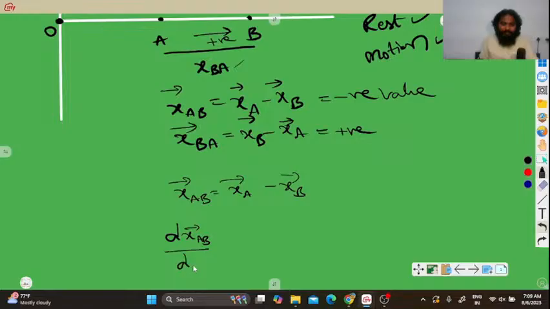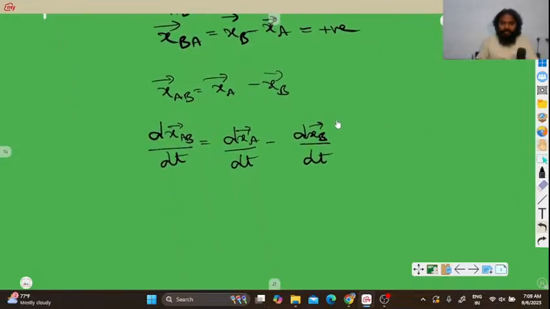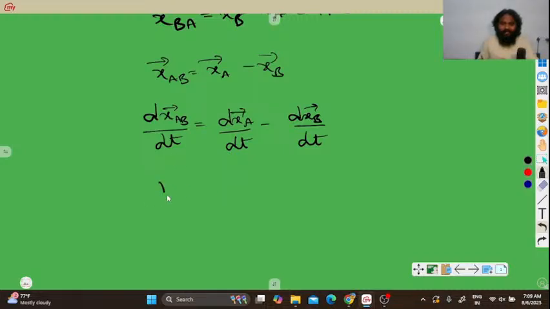dxAB/dt is equal to dxA/dt minus dxB/dt. If you differentiate this, you get the change in relative position with respect to time, which is called relative velocity AB. The position of A with respect to B is xA minus xB. In the same way, if you differentiate this equation, you get the relative velocity of A with respect to B is equal to vA minus vB. This is in one dimension, clear?